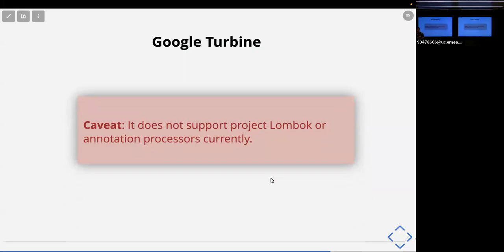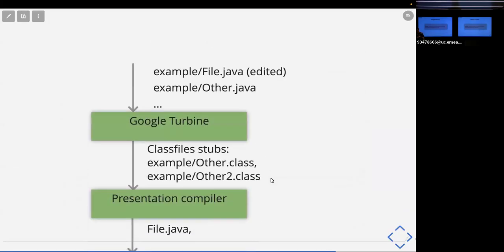It doesn't work though with Project Lombok or any annotation processors. So if you need that, there's an option to turn off Turbine. Currently, if you want to use it, the presentation compiler will just not show any of the methods added by Lombok. But I'm not sure how many people use Lombok, if it's very popular. I think it's popular, but I have no idea.